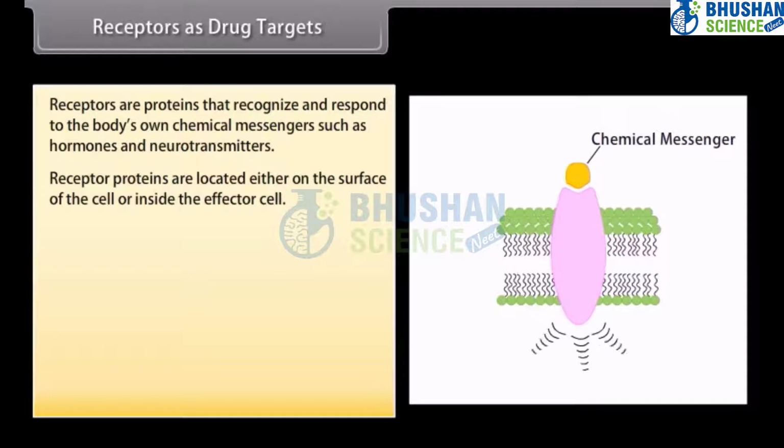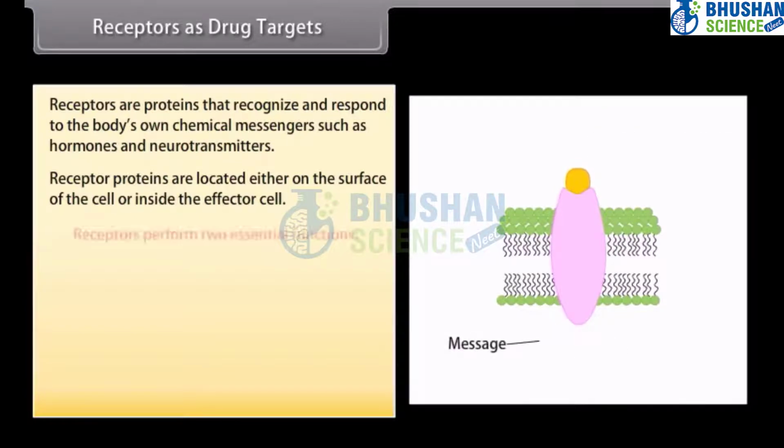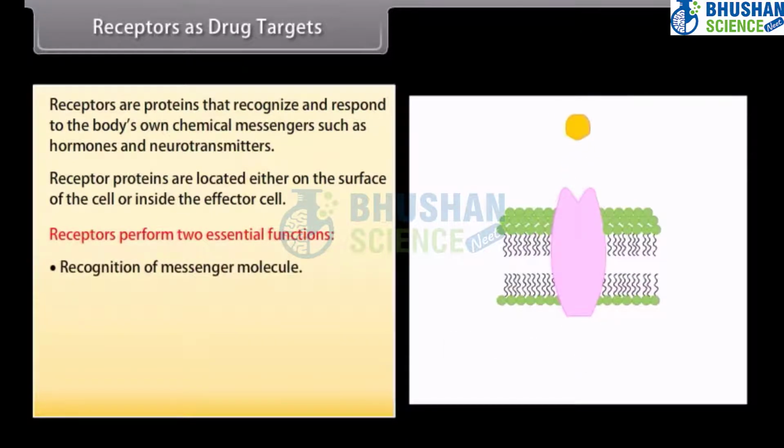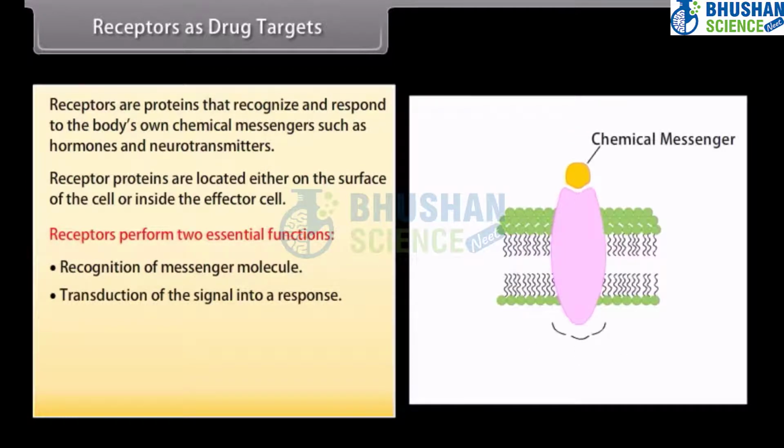To accommodate a messenger, the shape of the receptor site changes. This brings about the transfer of message to the cell. Thus, receptors perform two essential functions: recognition of messenger molecule, and transduction of the signal into a response.